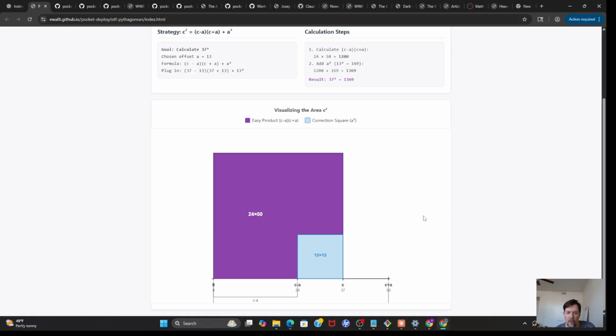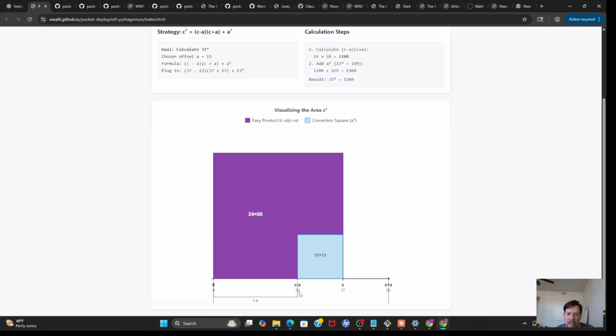Okay, so the reason I'm choosing 13 is to get up to 50, because 50 is really, really easy to multiply by. For 50, all I need to do is add 2 zeros and divide by 2. So if I multiply 50 by 24, that's 1,200, because it's 2,400 divided by 2.